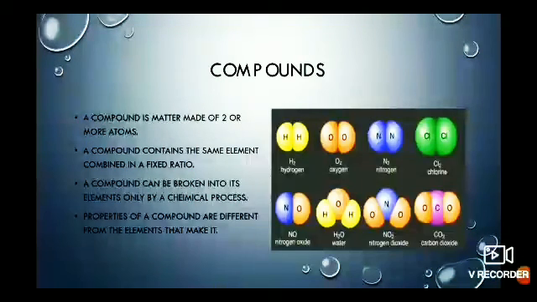What do you mean by a compound? A compound is a matter which is made up of two or more atoms. A compound contains the same elements combined in a fixed ratio. A compound can be broken into its elements only with the help of a chemical process. The properties of a compound are different from the elements that make it.